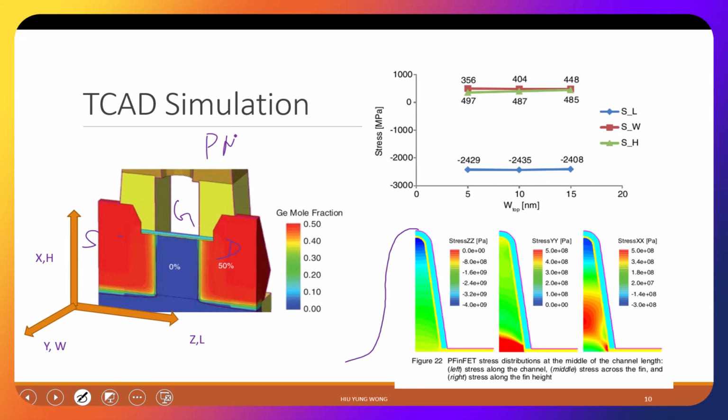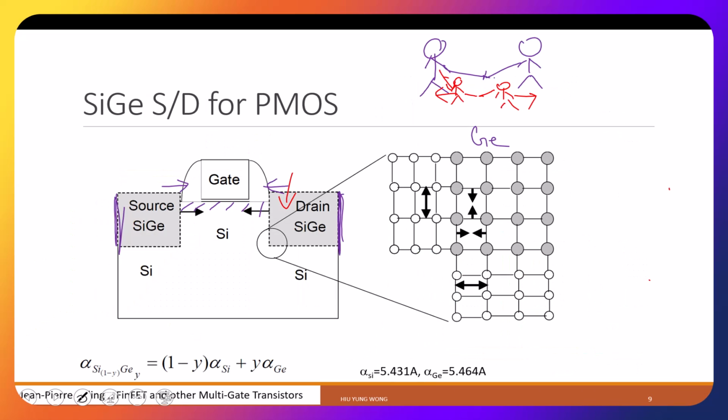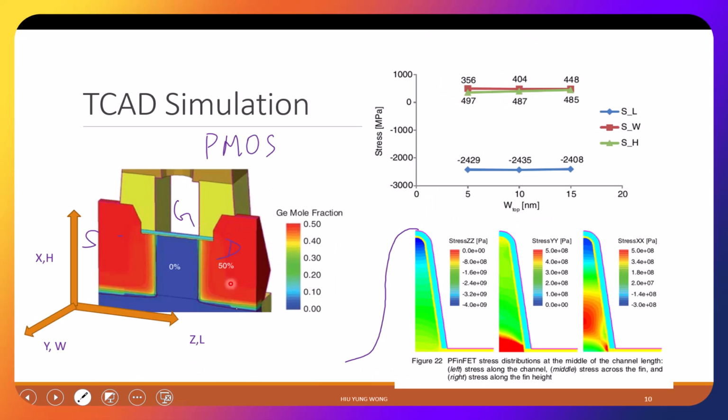And this is the one I show you here. But this is the bulk MOSFET. Here is the FinFET. And how do we do it? We have a 50% germanium. Every 1 silicon, you have 1 germanium, right? Instead of 1,000 silicon, 1 germanium. So you have a huge compressive stress.